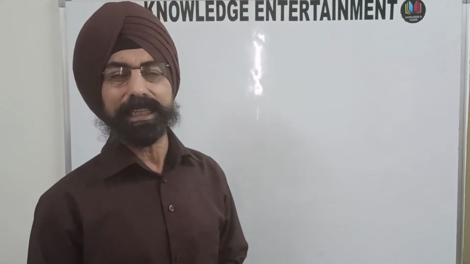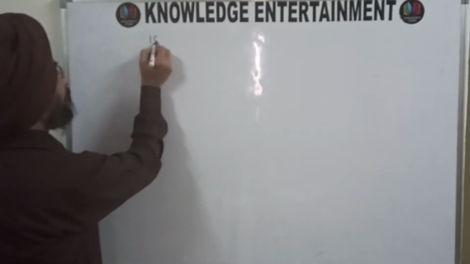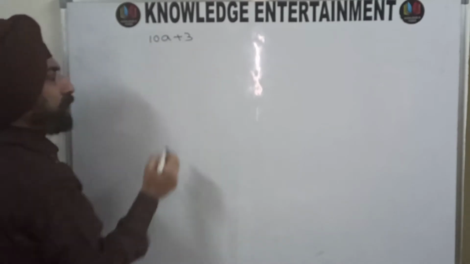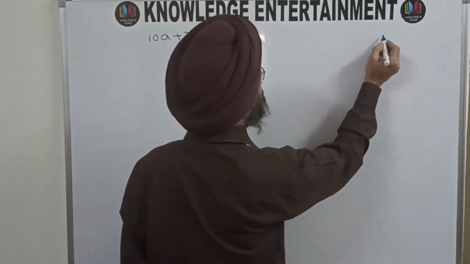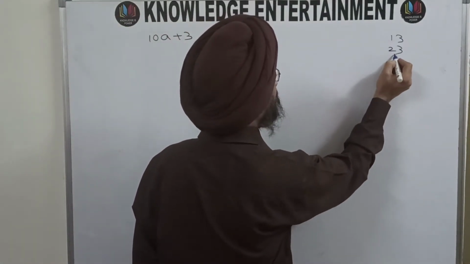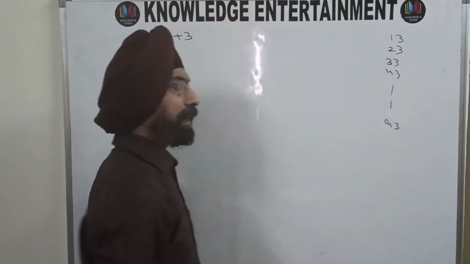First I'll take the case of 3. Suppose your divisor is of the form 10a plus 3. Your divisor is of the form 10a plus 3. So your divisor may be 13, maybe 23, maybe 33, maybe 43 and so on, maybe 93.